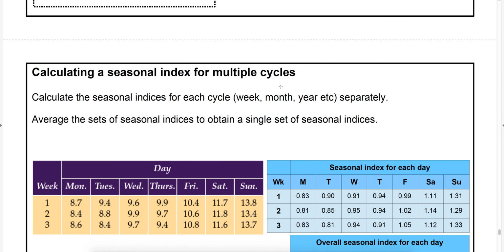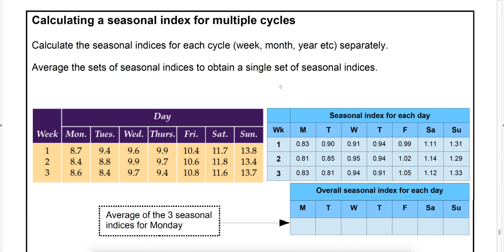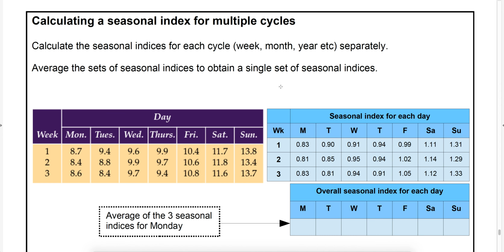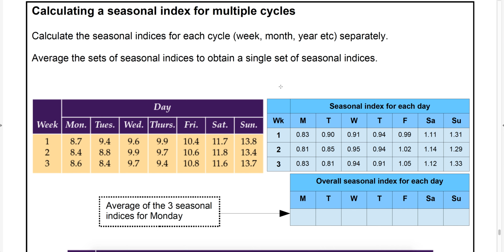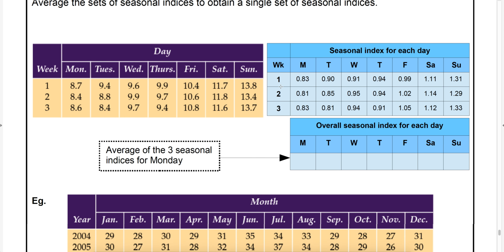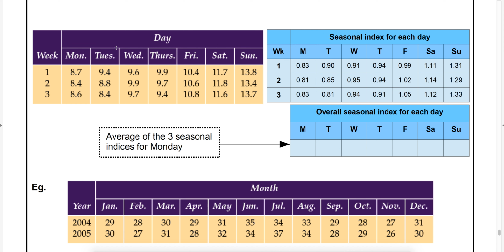Sometimes, however, you might have multiple cycles, so you might have data for more than 1 week or more than 1 year. And what we do then is we actually take an average of those individual seasonal indices. So what I mean by that is if you have a look at this, I've already calculated this for a lot of it. There's our original data. We've got Monday, Tuesday, Wednesday, etc. But we've got it over 3 separate weeks.